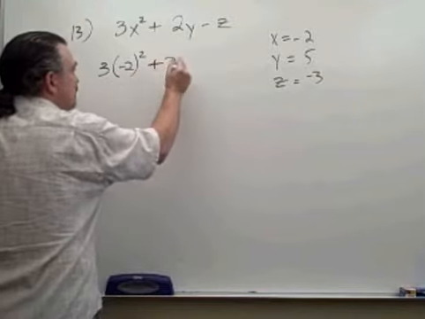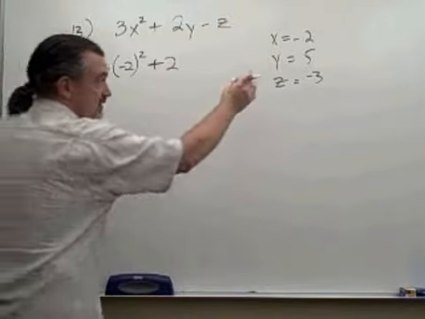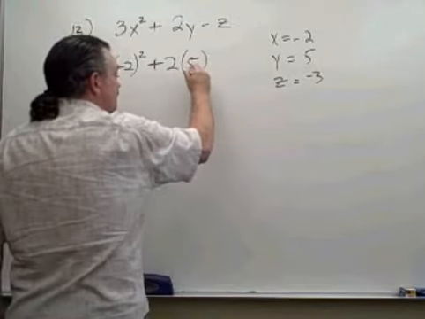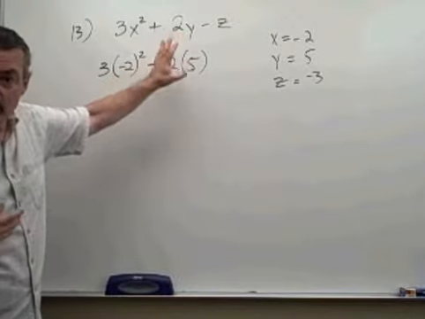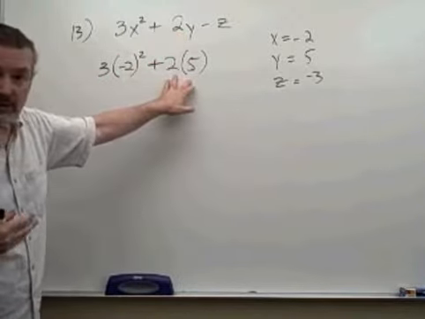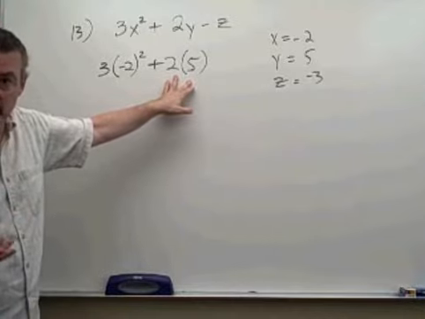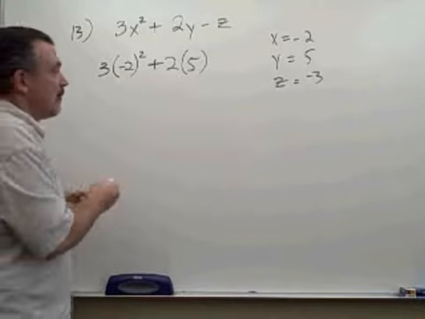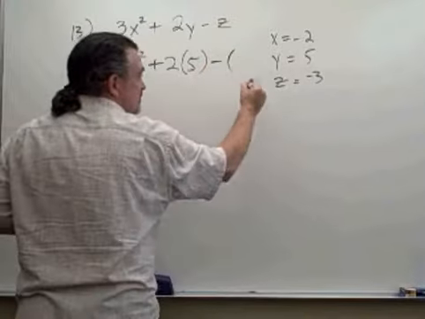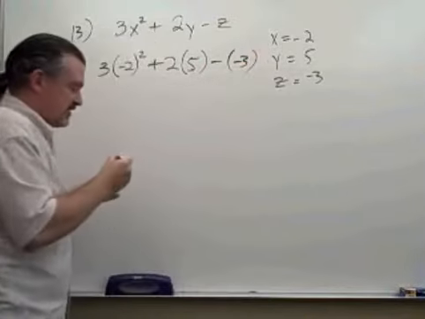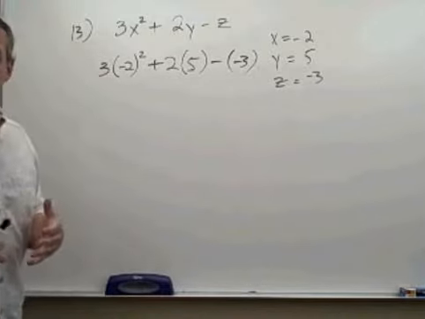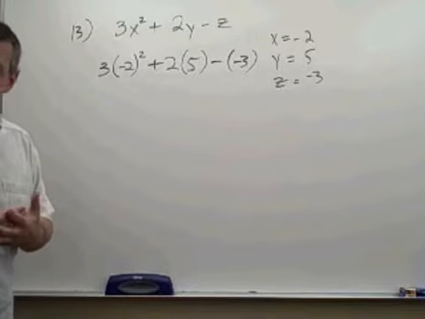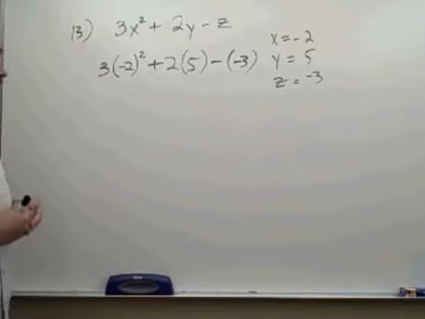Plus 2 times whatever the y value is. The y value is 5. And again, writing the 2 next to the y indicates you are multiplying. So I needed to put one of those numbers in parentheses to continue to indicate multiplication. Minus whatever the z value is, and in this case the z value is -3, so it's minus -3. Well, now I've created an arithmetic expression that I will evaluate based upon the order of operations.